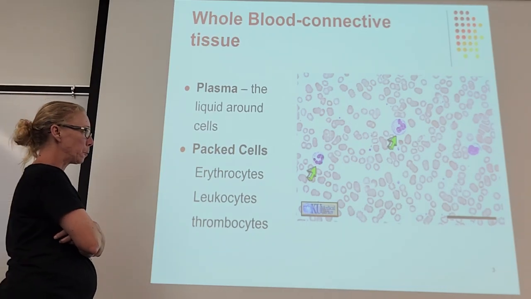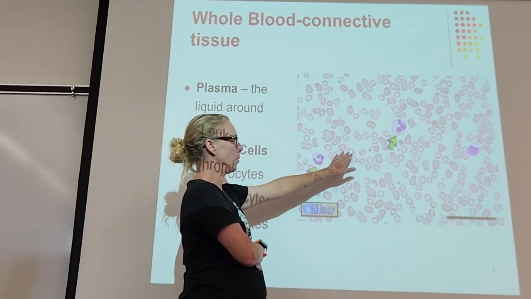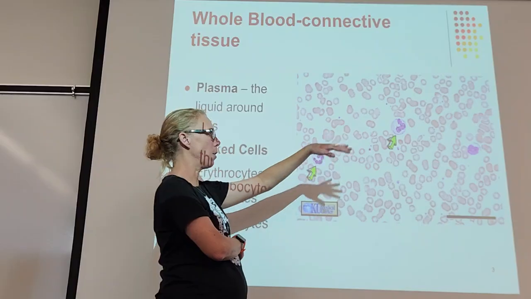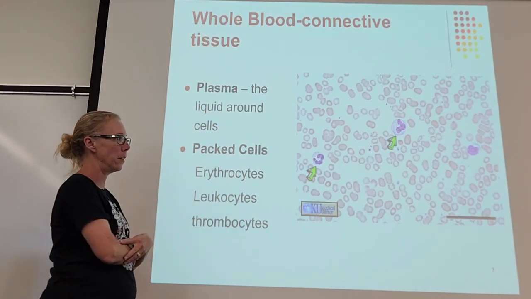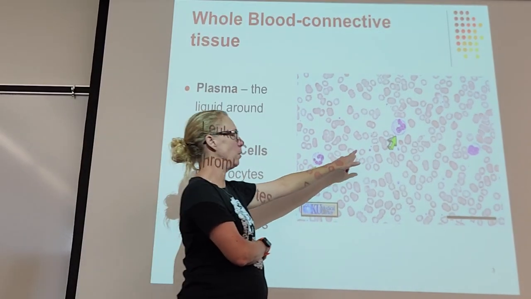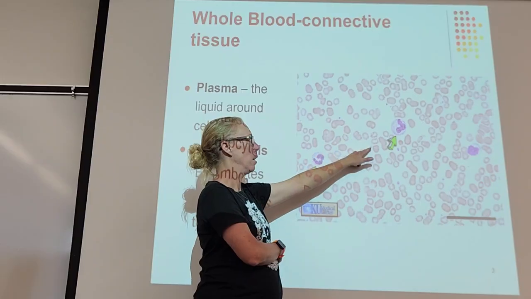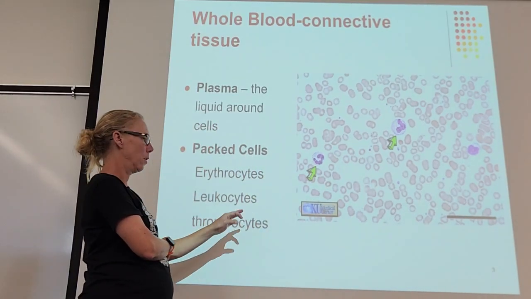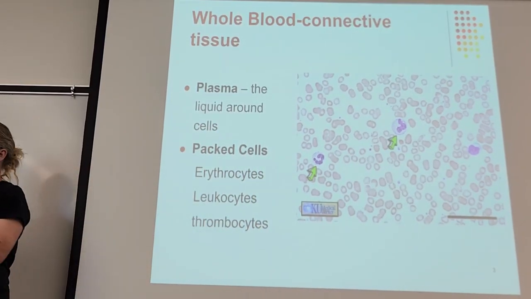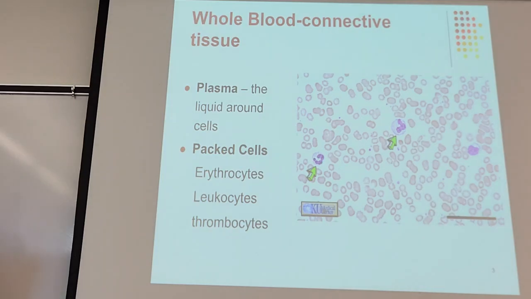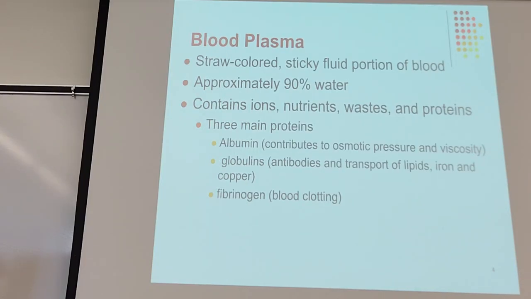So now, amongst the erythrocytes, which are the red blood cells, are scattered white blood cells, which are called leukocytes. And then we have these little cell fragments, okay, that aren't true cells, that are called thrombocytes. And thrombocytes are involved in what? Clotting. Blood clotting. Yeah, thrombocytes, you can also call them platelets. Same thing. Okay.